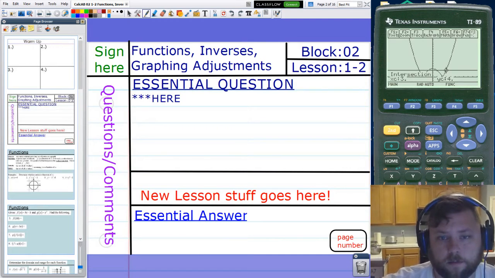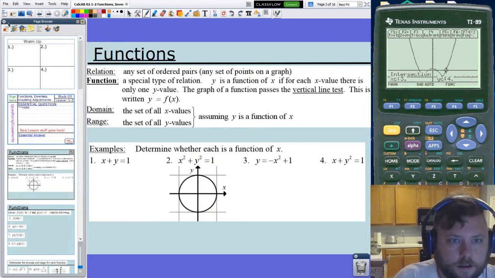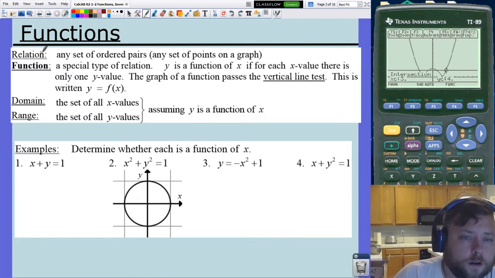Welcome, Calculus AB. This is lesson 1-2, functions, inverses, and graphing adjustments. Let's begin. So, what is a function? Again, this is a lot of review. So, a few vocab words.